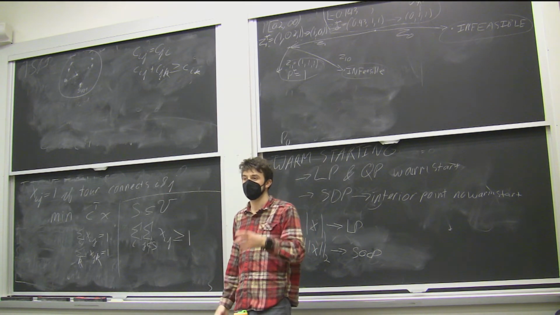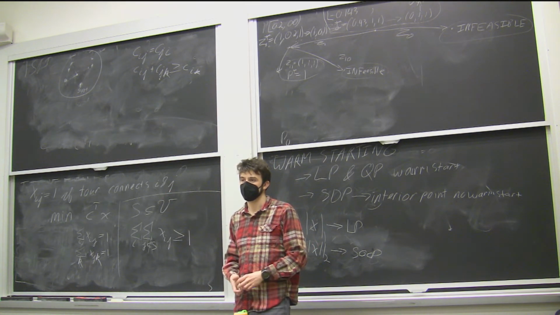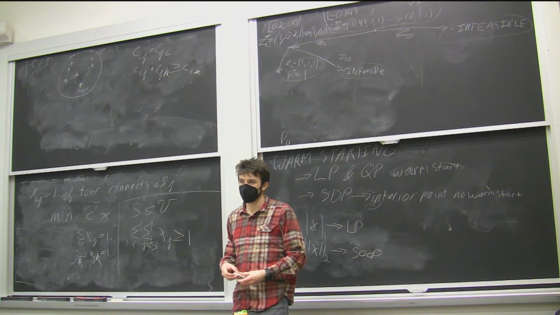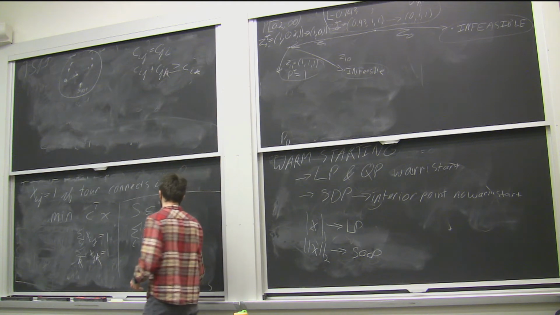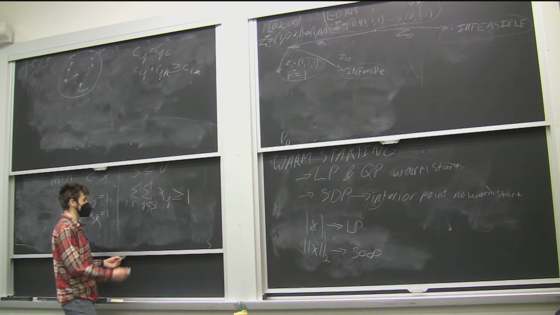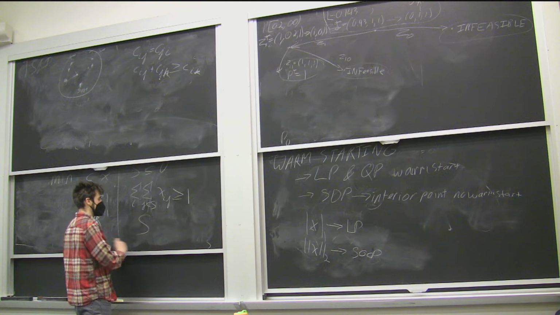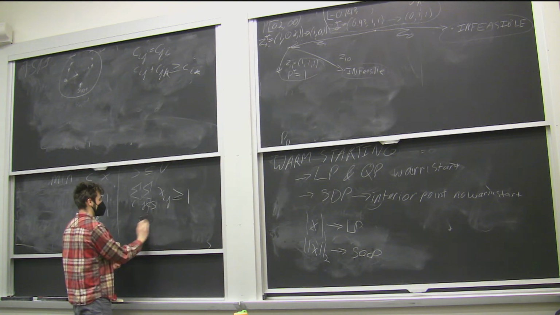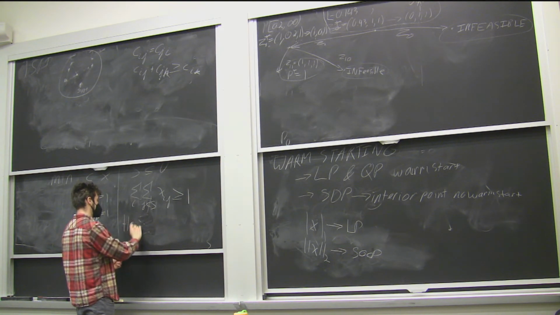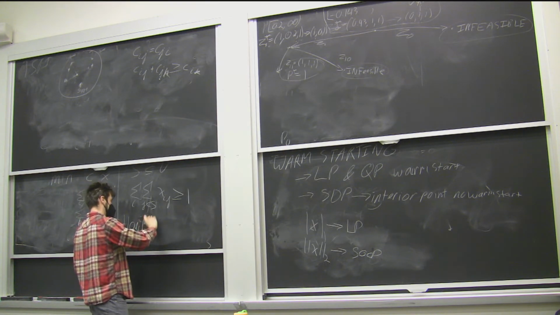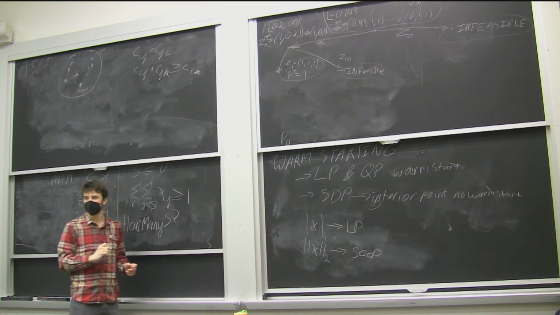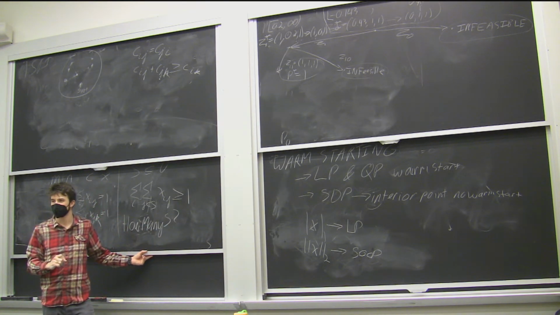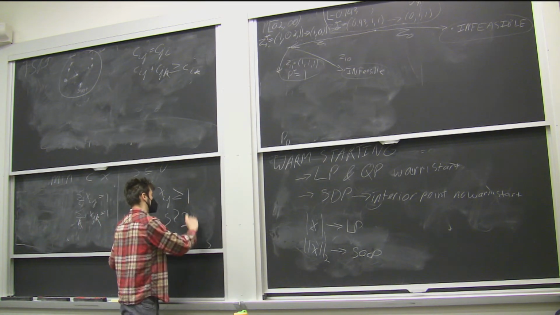Go ahead. Is there any way, other than checking every subset? Because for a large problem, there are a lot of subsets. So the question right now is, well, this seems like a bad idea because how many subsets are there of the vertices? 2 to the n minus 2.